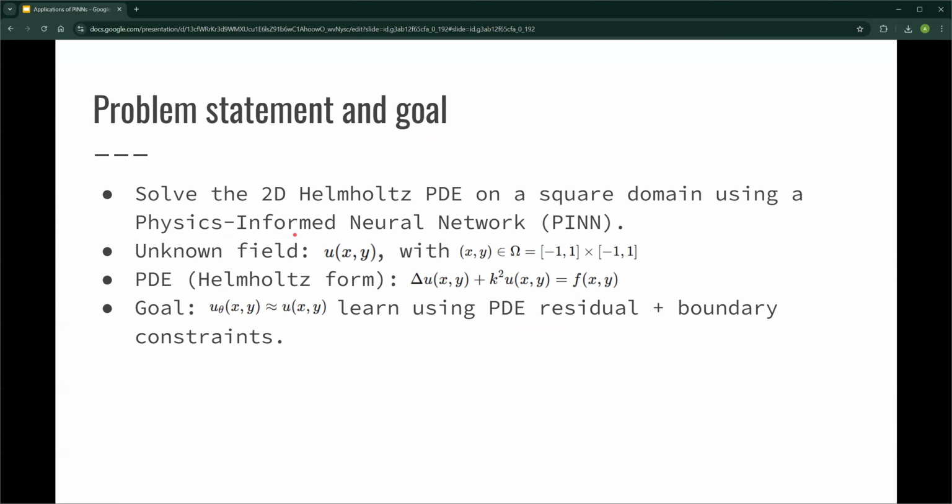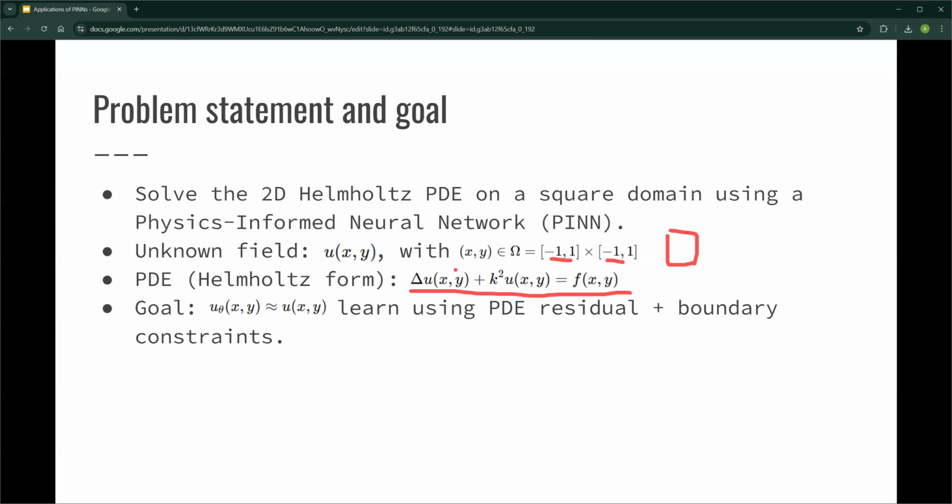We can essentially consider the two-dimensional Helmholtz PDE on the square domain. So if we have omega equal to [-1, 1] cross [-1, 1], we essentially have a square like this. And we can define the partial differential equation as this right here, which is the Laplacian of u(x, y) plus k squared times u(x, y) equals the forcing term f(x, y).